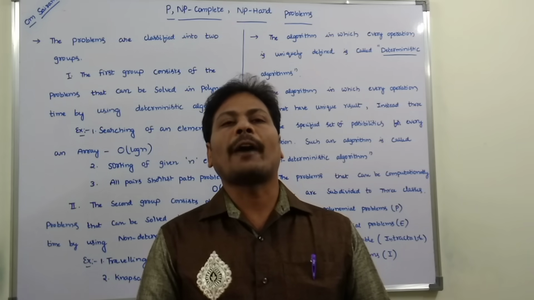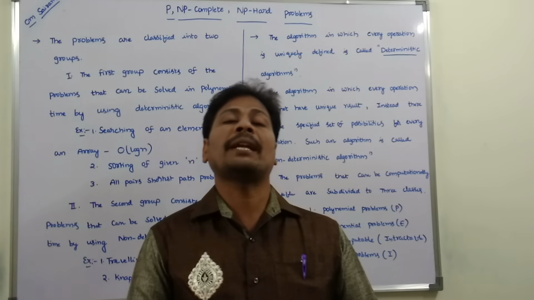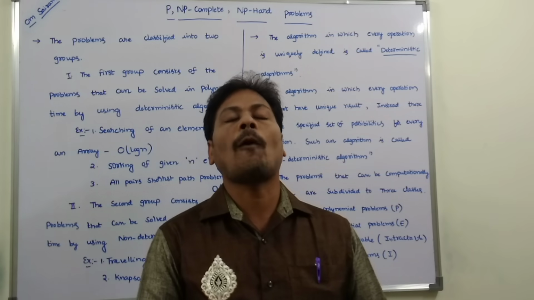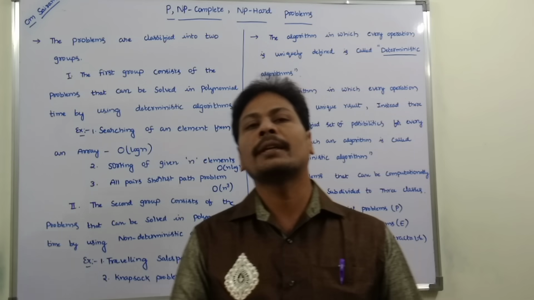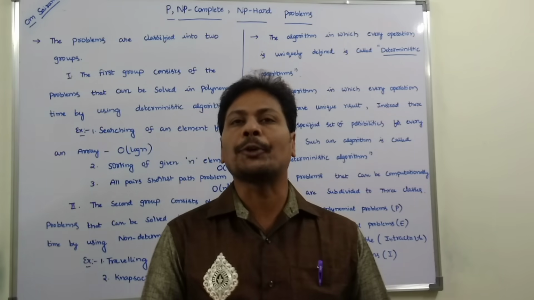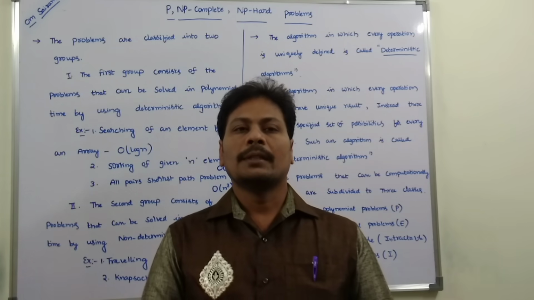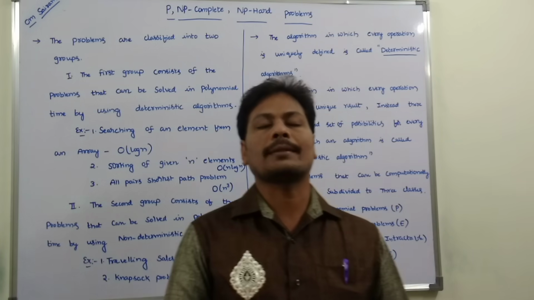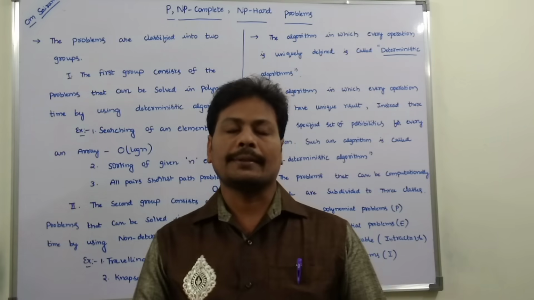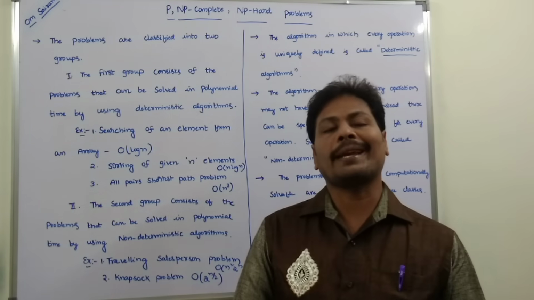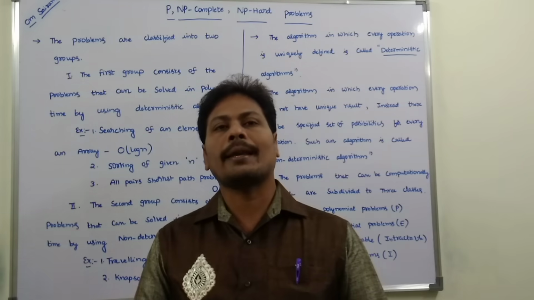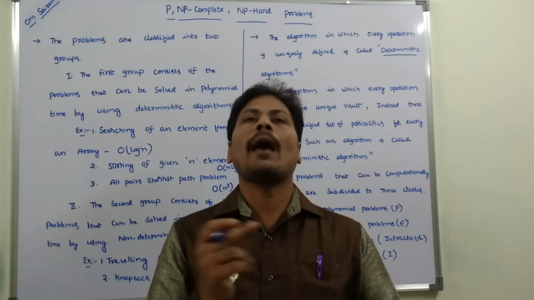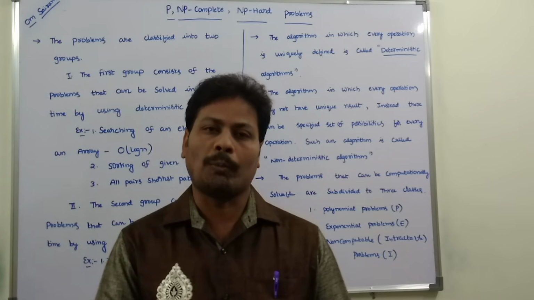Suppose we have to find the shortest distance between every pair of vertices. Then it is called the all pairs shortest path problem. It takes big O of n cube time complexity. Next, matrix addition. Its time complexity is big O of n square. Next, matrix multiplication. Its time complexity is big O of n cube. So these are called polynomial time problems.